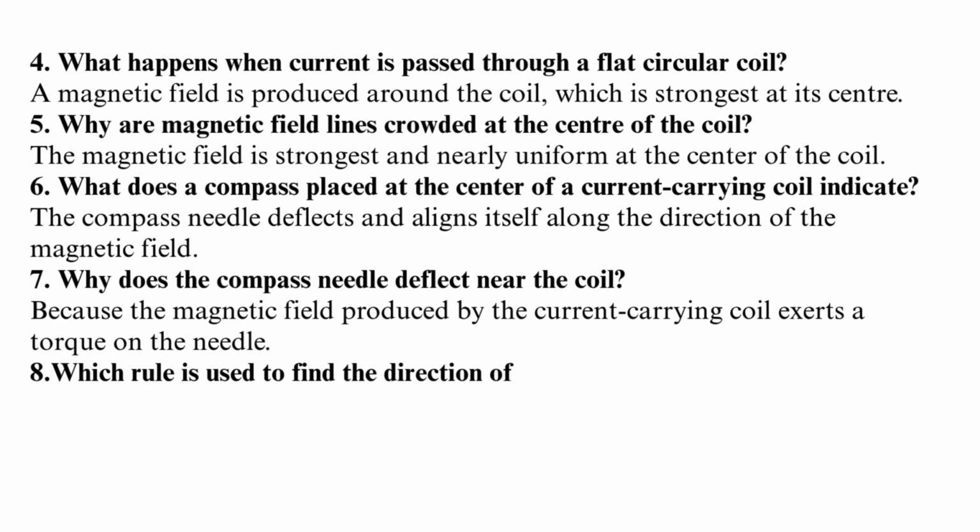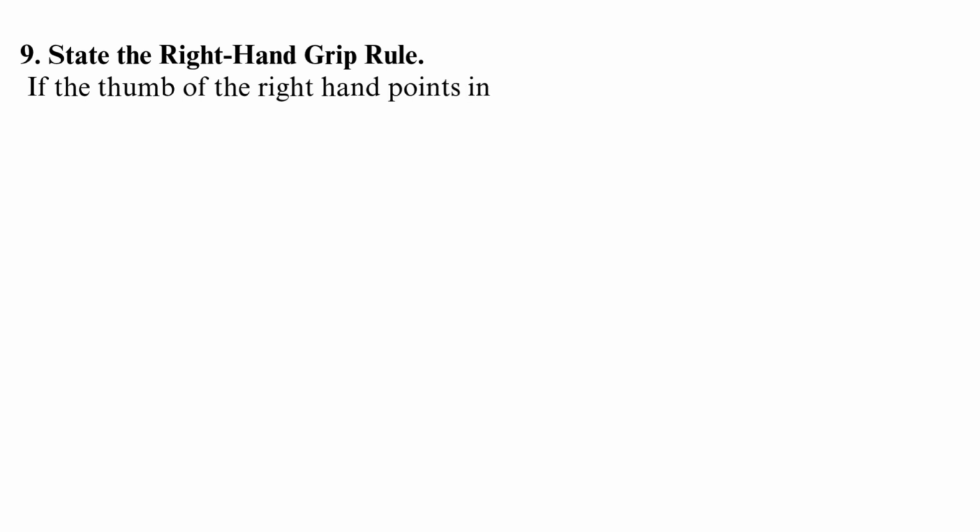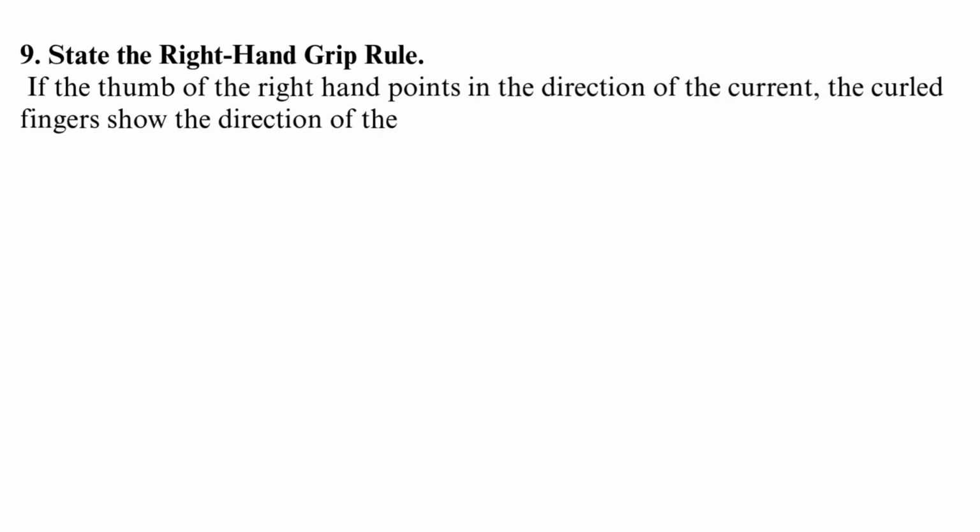8. Which rule is used to find the direction of magnetic field around a current-carrying conductor? Right-hand grip rule. 9. State the right-hand grip rule. If the thumb of the right hand points in the direction of the current, the curled fingers show the direction of the magnetic field.